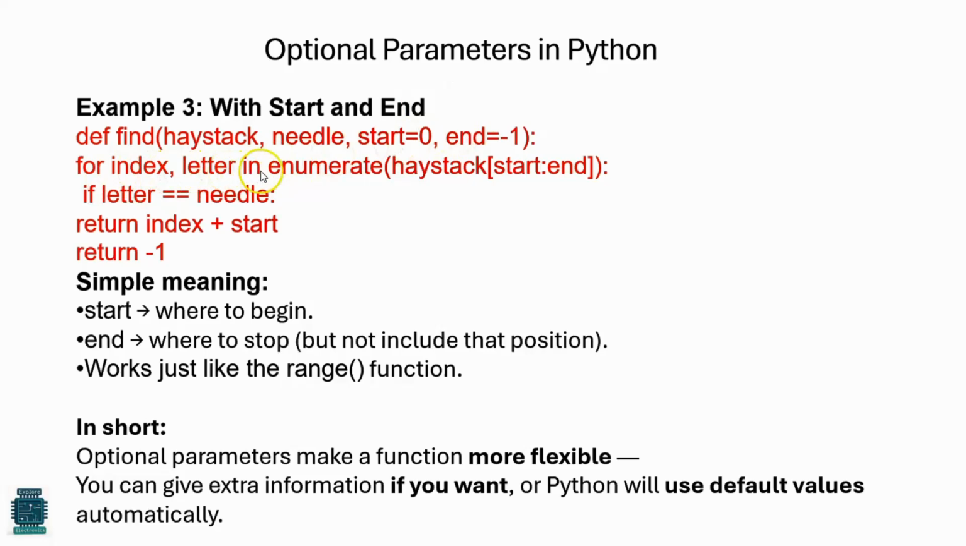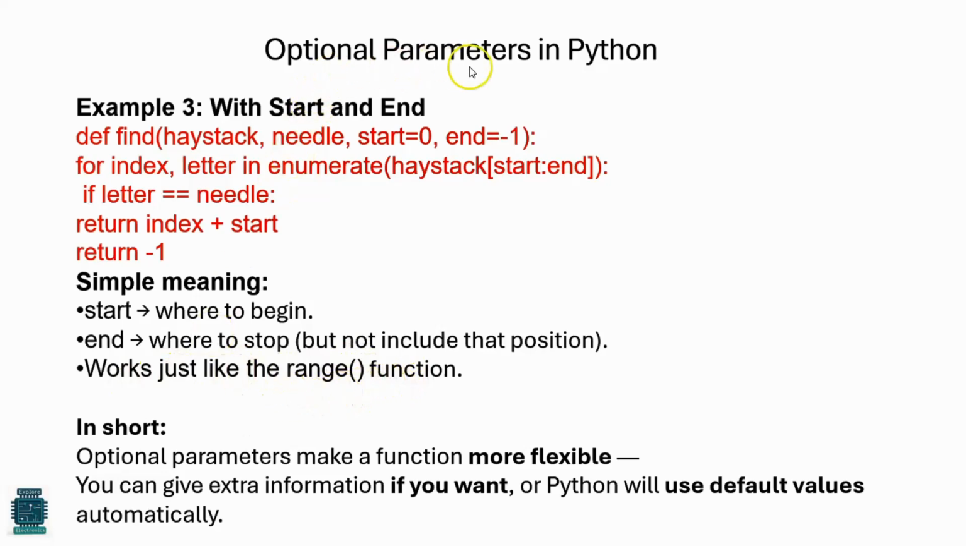For index, letter in enumerate haystack starting and ending, I am giving here starting and ending. If letter is equal to needle, return index plus start, else return -1. If it is found, then it will return the value, or else it will return -1. Just same as the previous example. Here starting means where to begin, ending means where to stop. It will work like a range function.